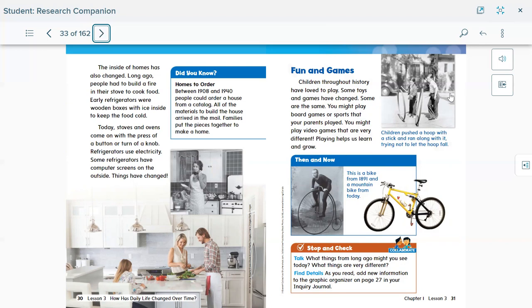As you see here, in this picture on the top, children pushed a hoop with a stick and ran along with it, trying not to let the hoop fall. This picture shows a bike from 1819 and a mountain bike from today. So look at today's bike and look at the old bike.